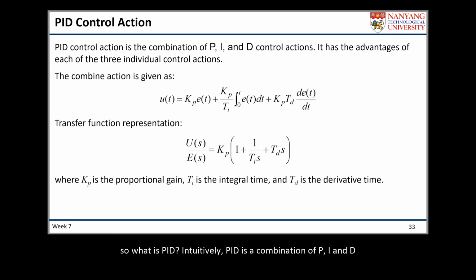So what is PID? Intuitively, PID is a combination of P, I, and D action. Why do you need PID? We use PID to combine all of the advantages of P, I, and D. P improves the transient performance to make the response faster, I minimizes the steady state error or improves the accuracy, and D minimizes the oscillation in your output. In mathematical form, you just combine all of these and you will get this relationship.